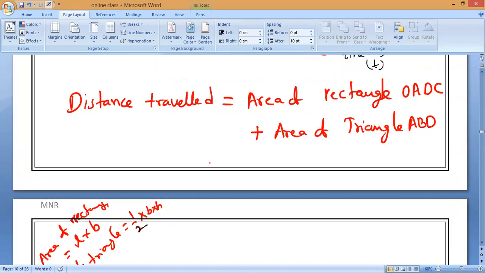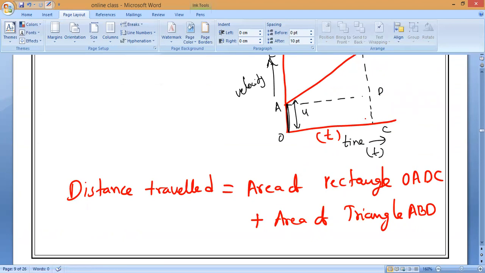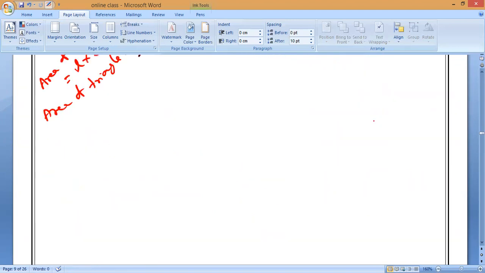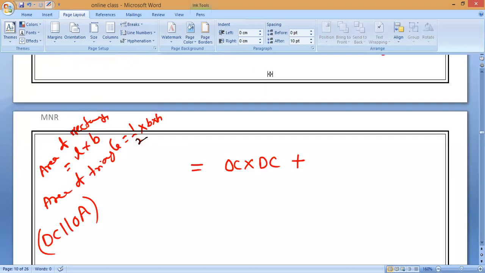Shall we start solving? Now, you tell me. Distance traveled is equal to area of a rectangle. What is the area of a rectangle? Length into breadth. What is the length and what is the breadth here? Length is OC and breadth is BC. So, distance traveled is equal to OC into DC. Now, we know that DC is parallel to OA. So, instead of DC, I can write OA.